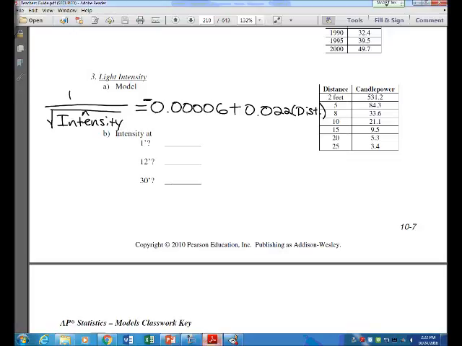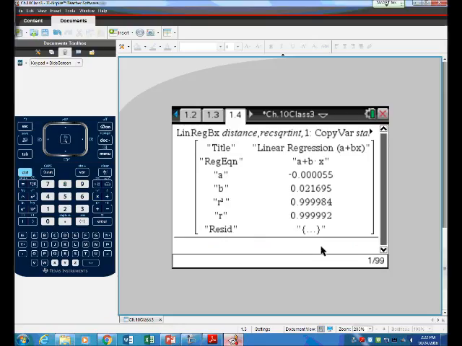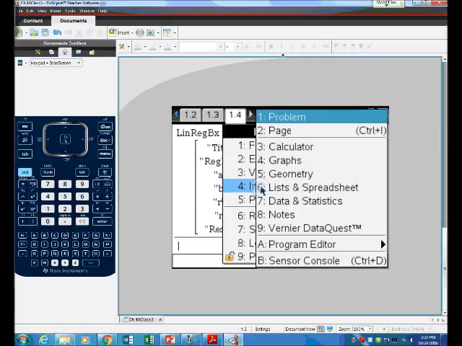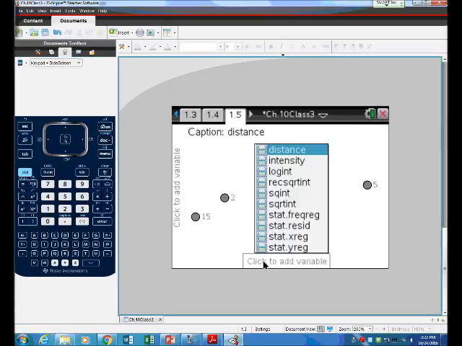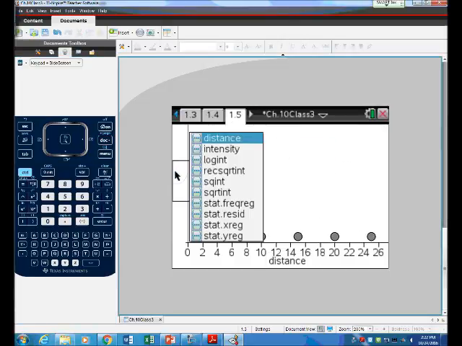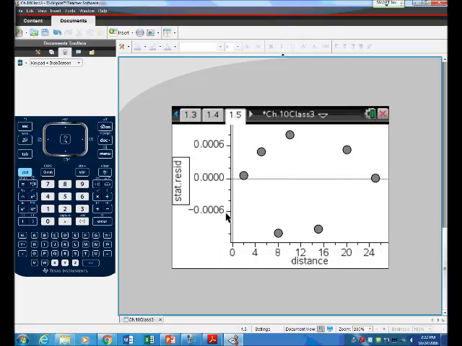Doc, insert data and statistics. We said distance and stat.resid. After I said all this, I hope I see no pattern. Good, looks like no pattern. So it is appropriate after all that talking. And it wants me to find the intensity at 1 foot, 12 feet, and 30 feet.